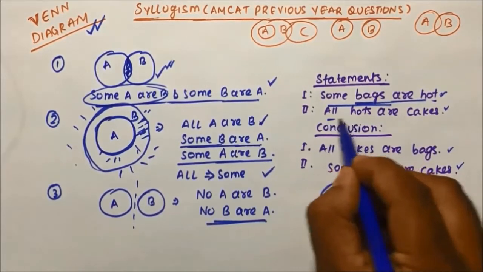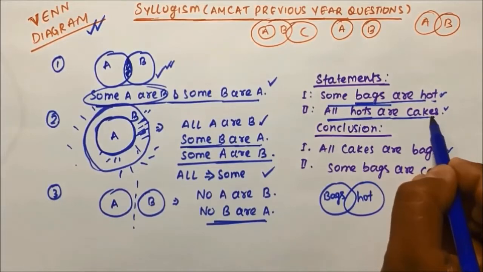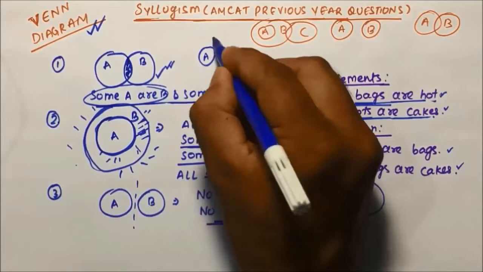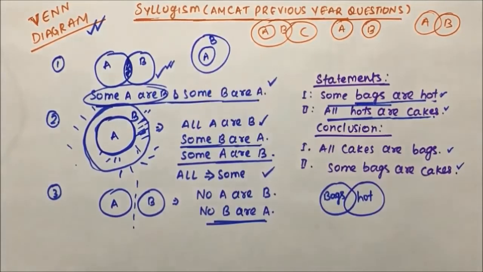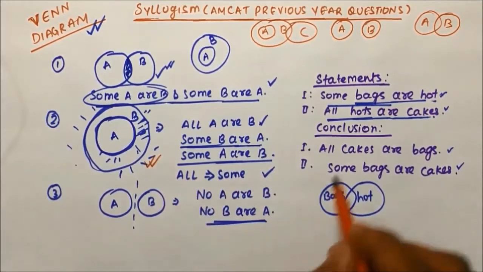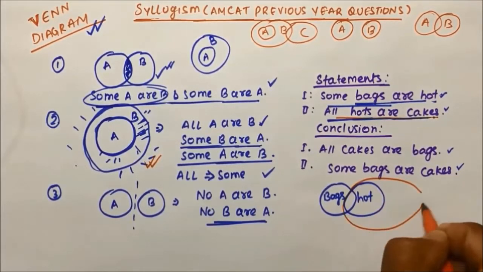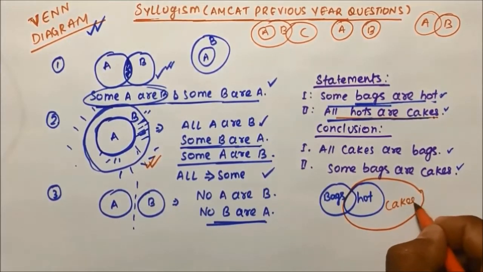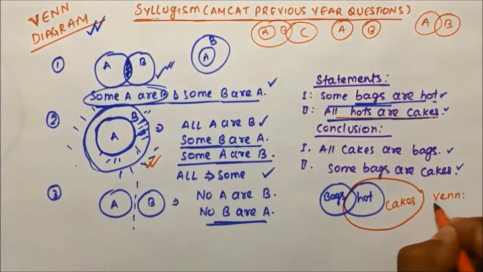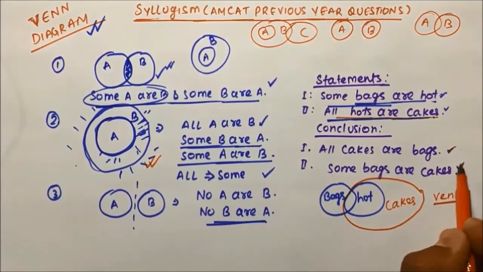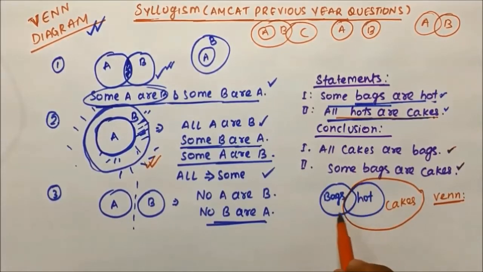Now the second statement is: all hots are cake. If somebody asks you to draw a diagram for all A are B, then you place all of A inside B. The same diagram we have made here. Here all hots are cake, so all hots will be inside cakes. Like this we draw the Venn diagram, and after that we conclude which conclusion is true and which is false. I hope you understood how we have drawn the diagram for the statements.